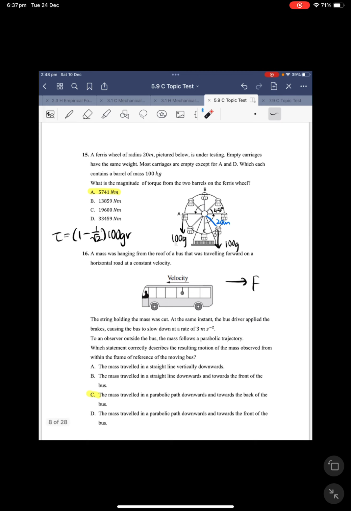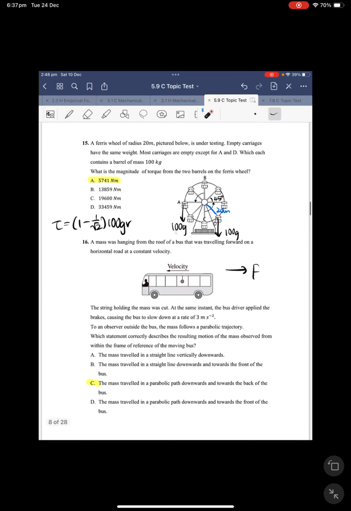Question 15 says, we have a Ferris wheel and there's essentially two different torques acting on it. We have the torque from carriage A, and that's providing a torque in this direction. And we also have a torque from carriage D, which is at an angle of 45 degrees to the axis of rotation, right? It's 45 degrees because there are 8 evenly spaced carriages, so that means 360 degrees divided by 8 equals 45 degrees. So it's at an angle of 45 degrees to the axis of rotation.